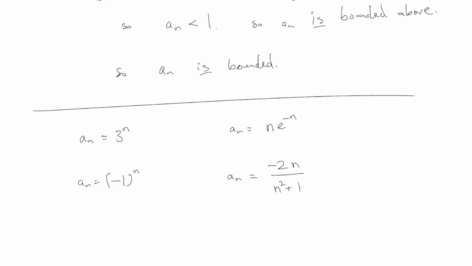Let's talk about these. I see some people doing some good things here. For 3 to the n, this one is bounded below because these numbers are always positive, but it is not bounded above. That's because 3 to the n, just like these values, will increase forever, right? If you were to write down a few of them, they would be 3, and then 3 squared, which is 9, and then 3 to the 3, which is 27, and then 3 to the 4, which is 81, etc.